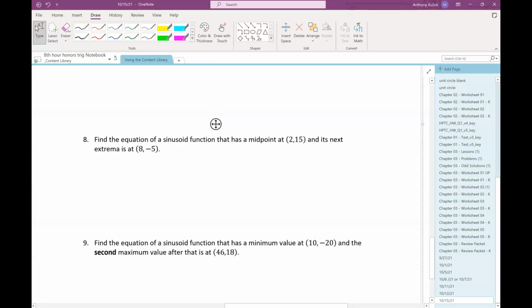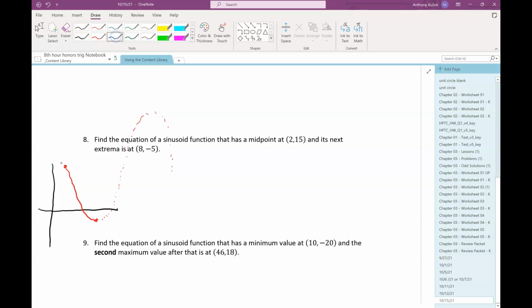So on 8, what we're given is just 2 points, and we're told what kind of points they are. I like to start by drawing a little bit of a picture. I think having a picture gives me a lot of intuition as to what to do. So I have 2 and 15, and then 8 and negative 5. This is going from midline to extrema, and then I'm just going to sketch in what the rest of one period would look like. Okay with that?